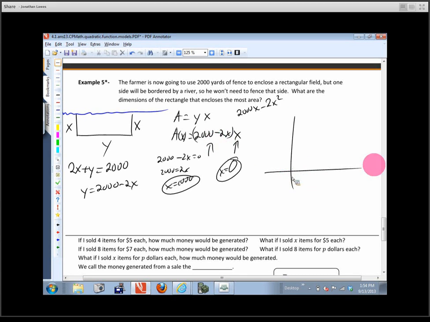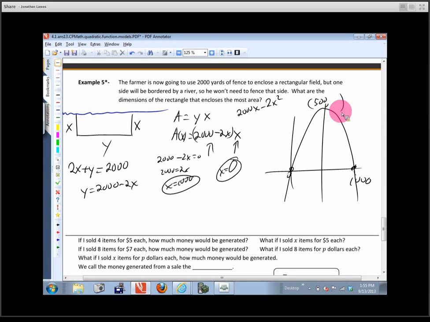So this is what it looks like. This is 0. And this is 1,000. It opens down, it looks like this. If this is 0 and that's 1,000, where is the vertex? It's at 500.